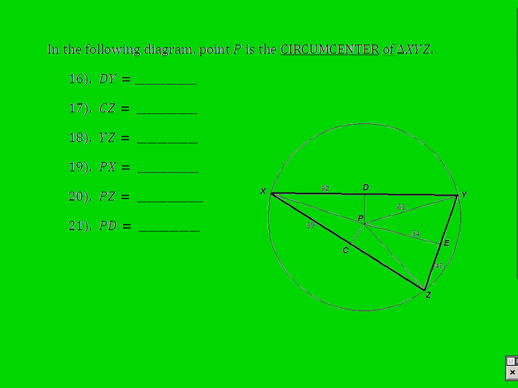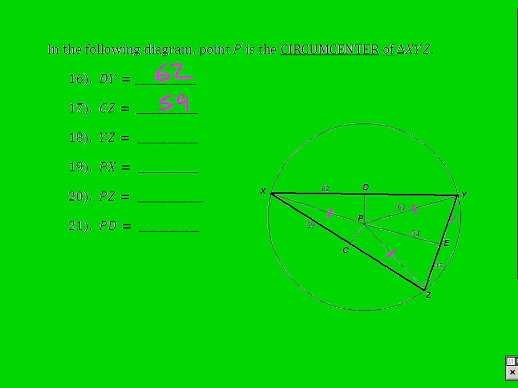Moving forward, now we're looking at a circumcenter. What we want to think with circumcenter is each side is being split in half, and each of these points from the middle to the corners, not the sides, but the corners, must all be the same. So DY right here, well, it's the same side as XD, so they must be the same, 62. CZ, the same as XC, it's 59.